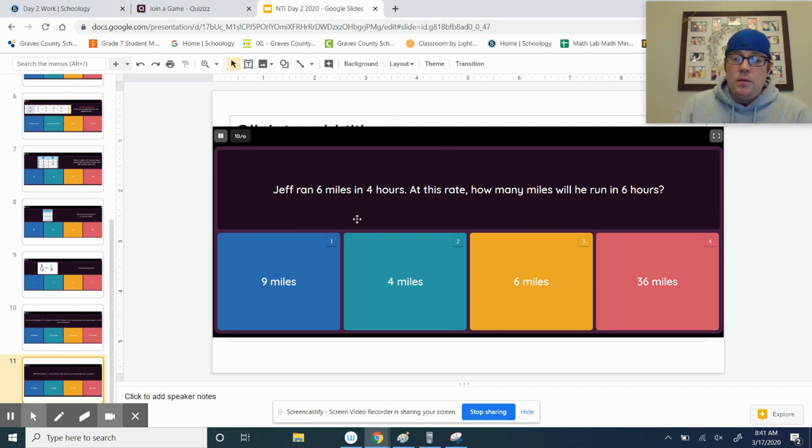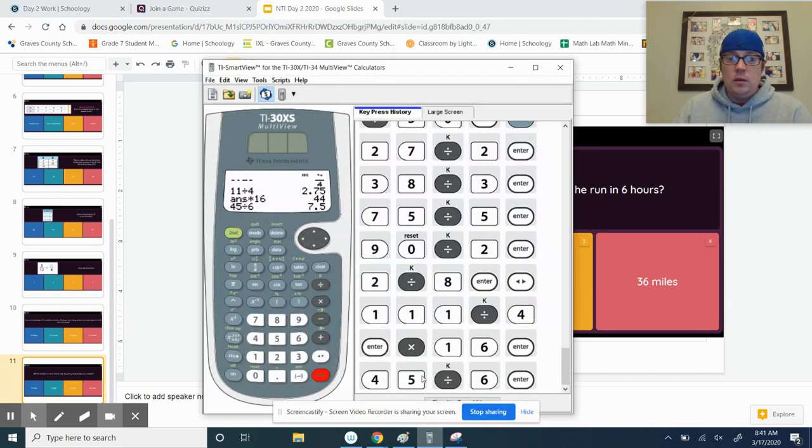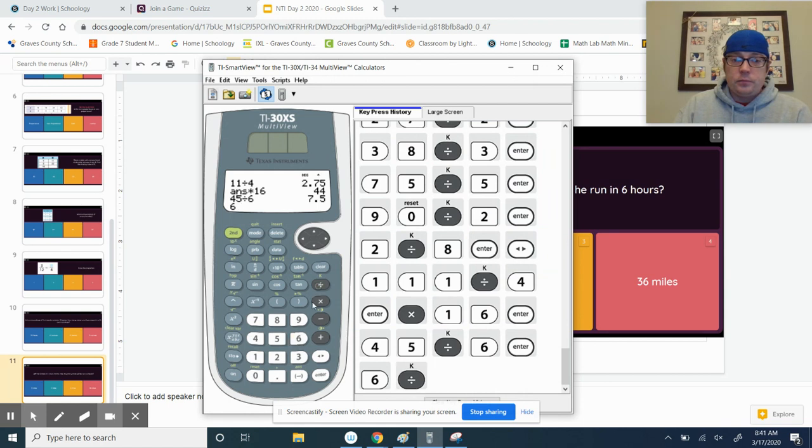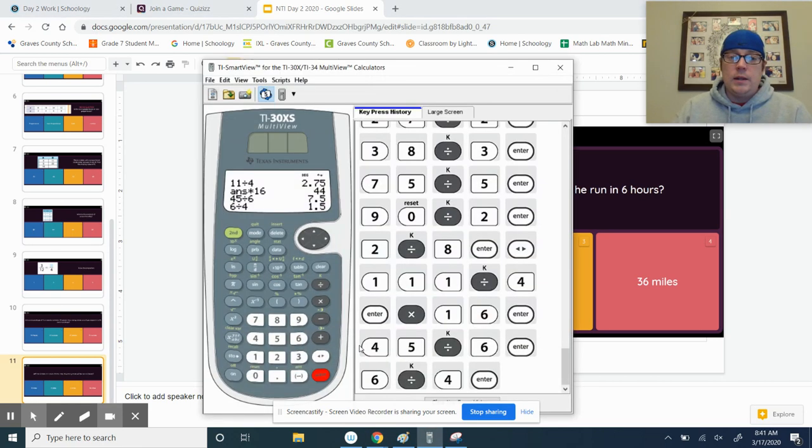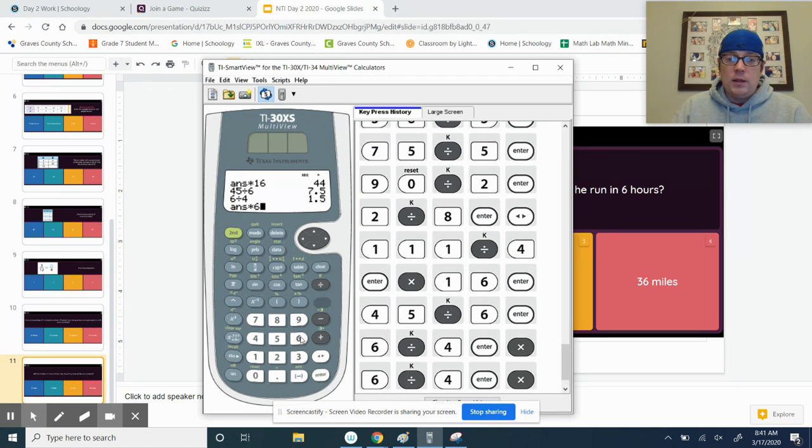If you can run 6 miles in 4 hours, then how many miles will you run in 6? Well, first of all, you need to divide 6 and 4 to find out what your constant of proportionality is. So if you divide 6 by 4, you'll see that your constant is 1.5. So you can multiply the hours times 1.5 and it will tell you the miles. And in this new situation, you get 6 hours. So you just got to take your 1.5 and multiply it by 6, and it will tell you how many miles we'll run, which is 9.